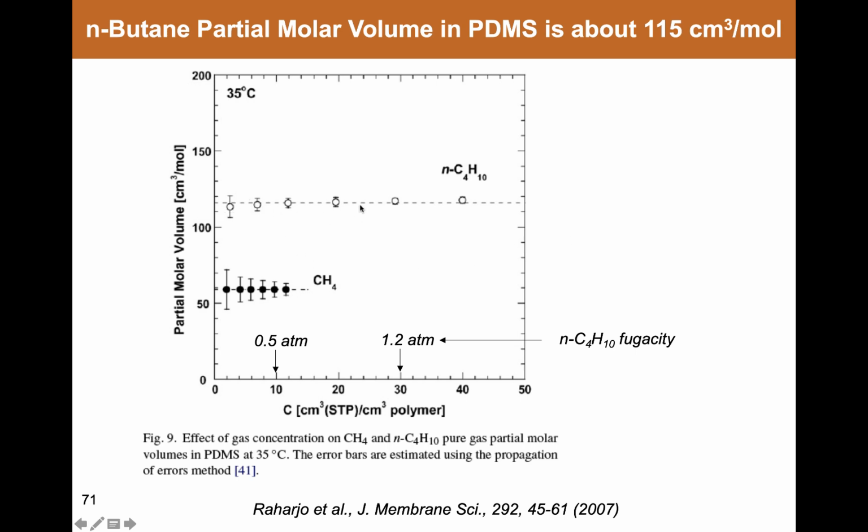Basically expose the polymer to butane at a given pressure and measure how much the volume of the polymer sample has increased. And you'll remember that partial molar volume is defined as the change in the volume as a result of change in the number of moles of, in this case, butane in the polymer. So we can measure partial molar volume directly. Now, remember that number, 115, 120 cc's per mole. Partial molar volume of butane in PDMS.